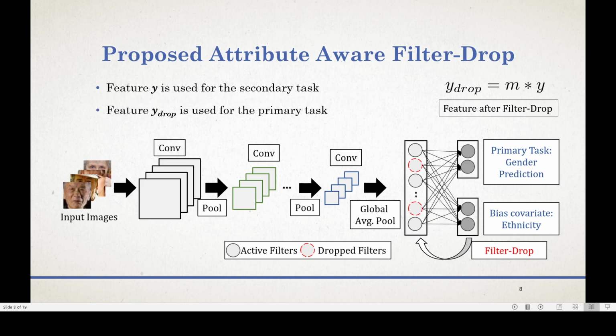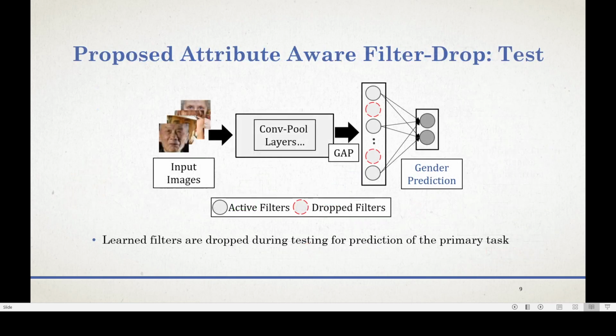Thus, the feature y is used for performing classification of the bias covariate, that is, the secondary task in the model, while y drop, which is the masked out feature, is used to perform the primary task, and the model is optimized accordingly. At the time of testing, we use the final M matrix obtained after training. The M matrix is a binary matrix used to identify the active filters, which are used to perform the primary task.